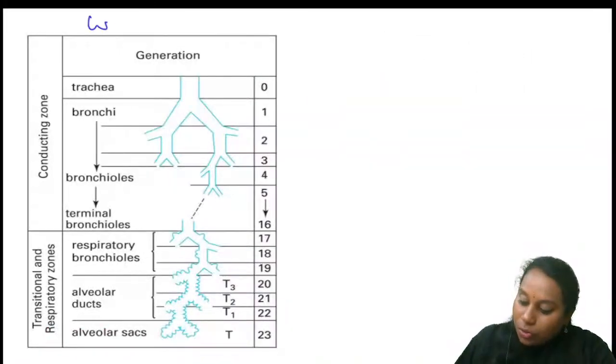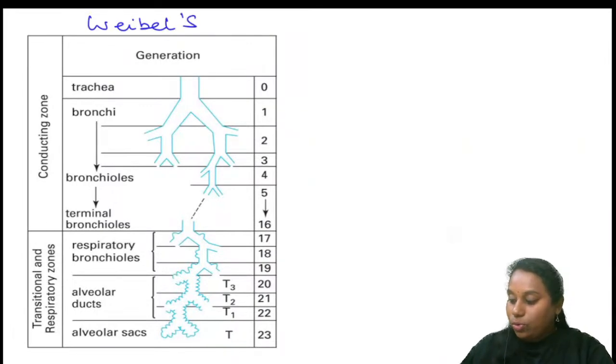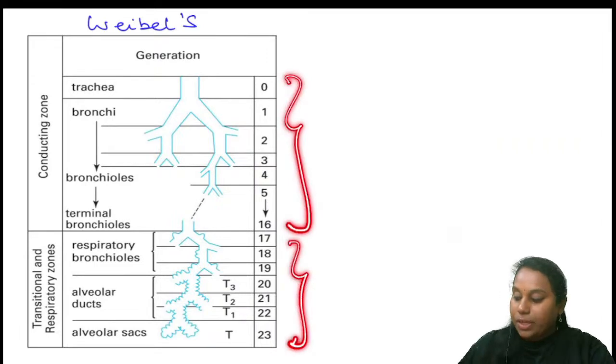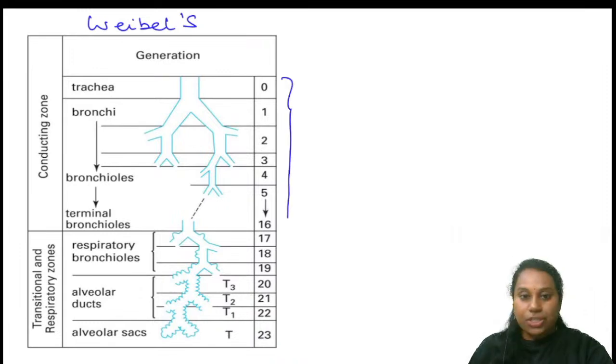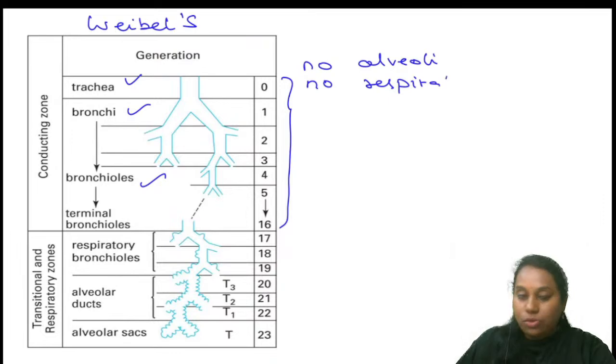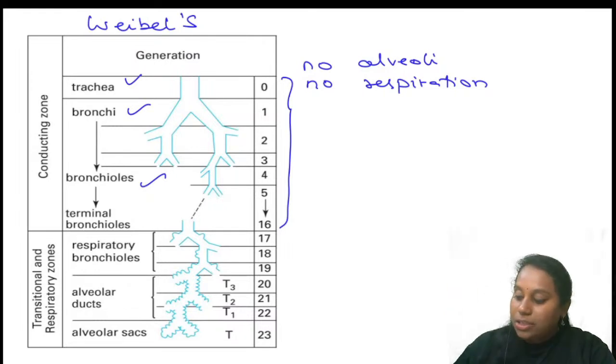A person called V. Bell classified the respiratory zones as 0 to 23. The first 16 generations, the trachea, bronchi and bronchioles, have no alveoli. Since there is no alveoli, no respiration can take place. It means no gas exchange can take place. Then what is the use of this air? It is only in conducting space. It is just conducting the air inside. So this space becomes the conduction zone.